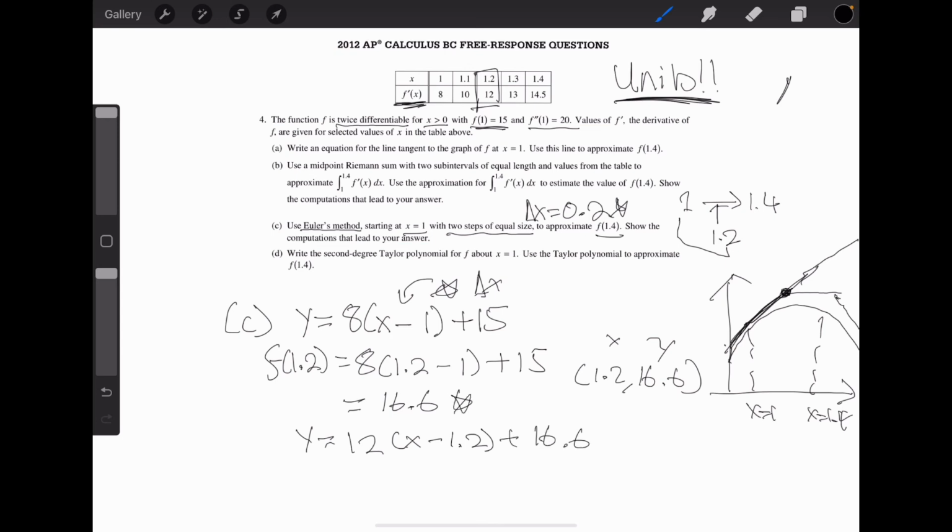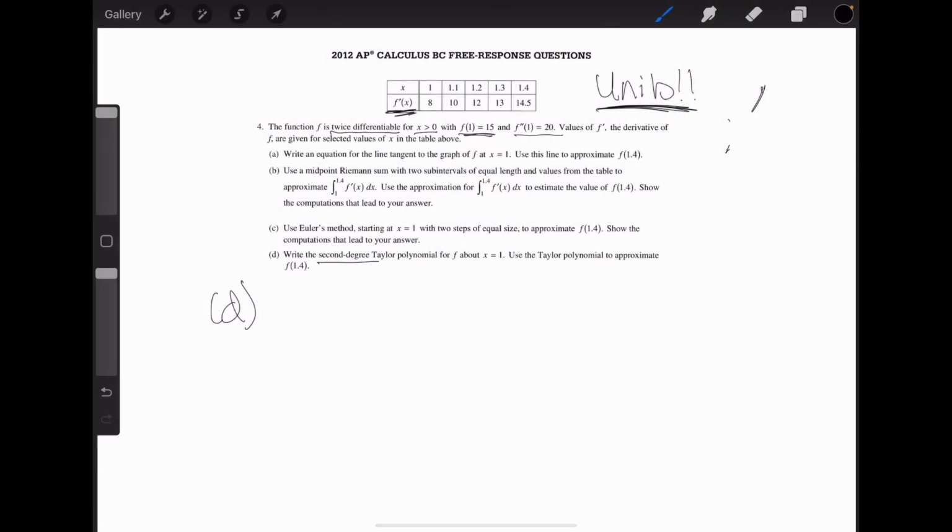And from this, we can once again use the next step to approximate using the tangent line at x equals 1.2. In this case, this is again 0.2 plus 16.6, and this is equal to an answer of 19. So for part D, it says to write a second-degree Taylor polynomial for f about x equals 1, which is the center, and to use this Taylor polynomial as a means to approximate f of 1.4.